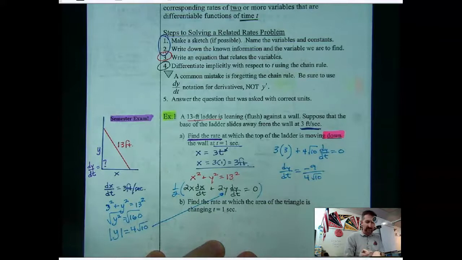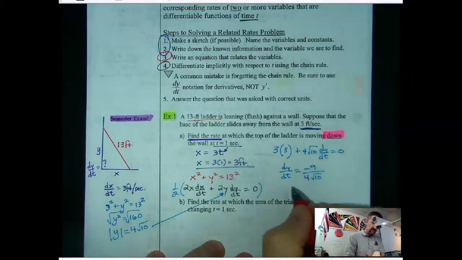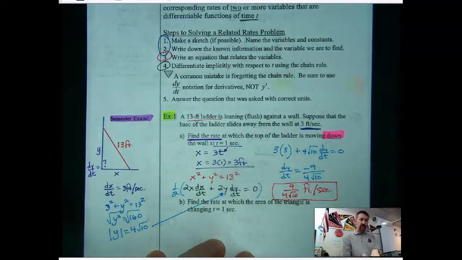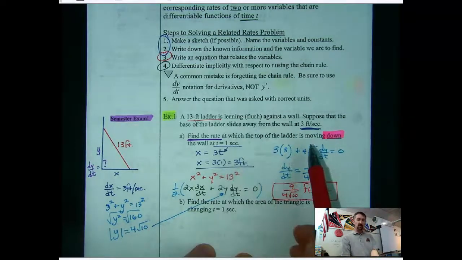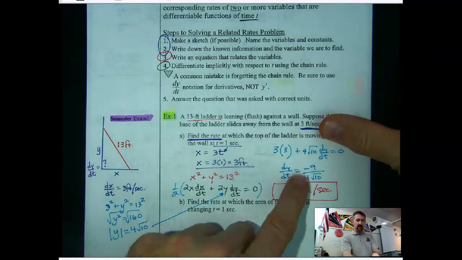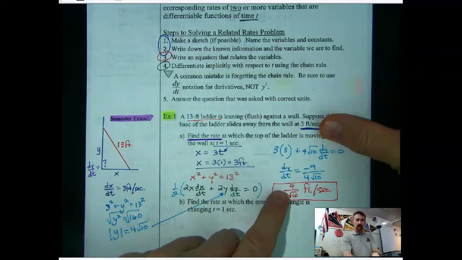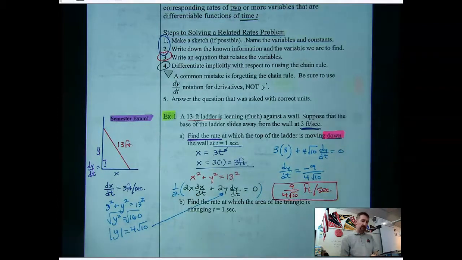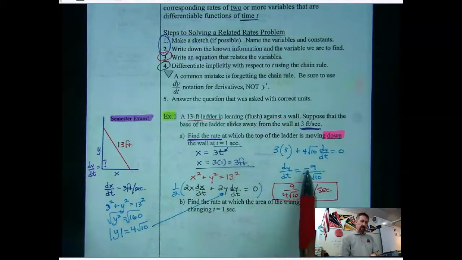So it's really annoying, but the answer to this question is going to be 9 over 4 root 10 feet per second. That's the rate at which it's moving down. Now, if the question just said, what rate is the top of the ladder moving, and that wasn't there, then we would have to use the negative in our answer. At what rate is the top of the ladder moving on the wall? Then we would have to have that. But that's tricky. You have to be careful when you're looking at that.